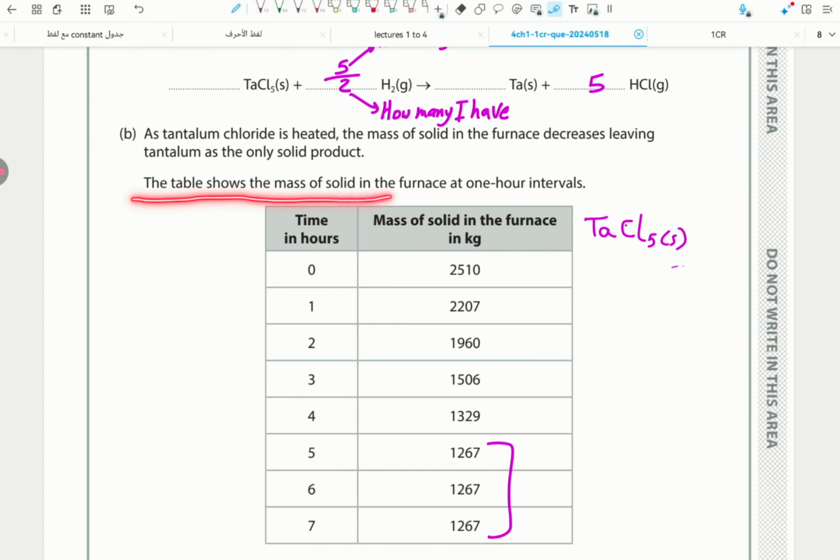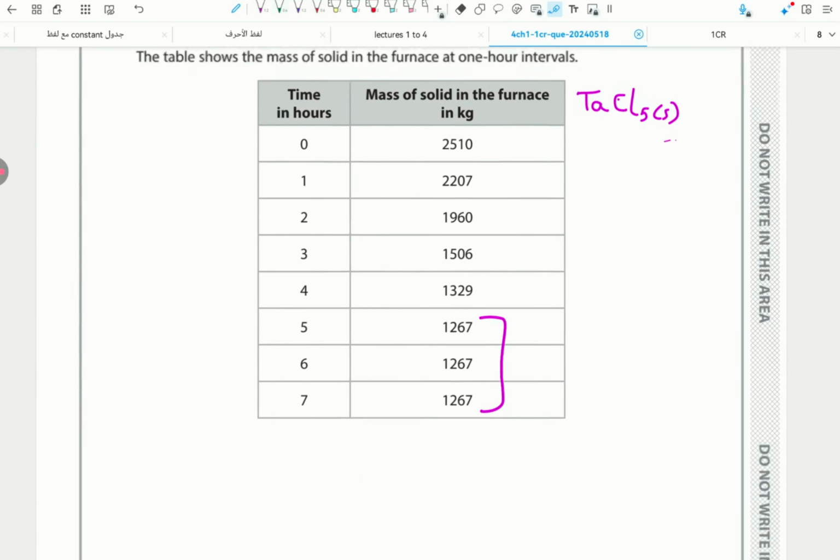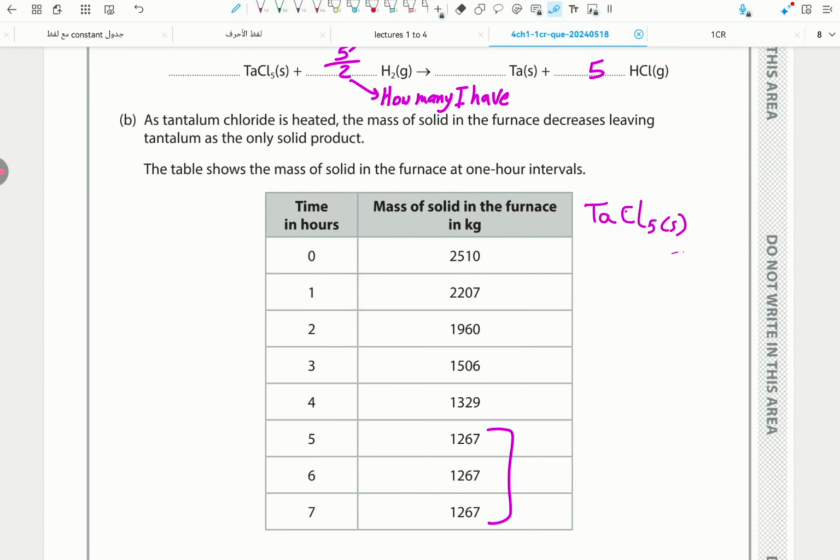Here, the table shows the mass of the solid. At the beginning, we had TaCl5, 2,510 kilograms. After 1 hour, we will lose some chloride, so the mass will be decreasing. So it's 2,200. Then, after 2 hours, 1,900, till we reach 5 hours. Here, at 5 hours, we notice that the mass is not changed.